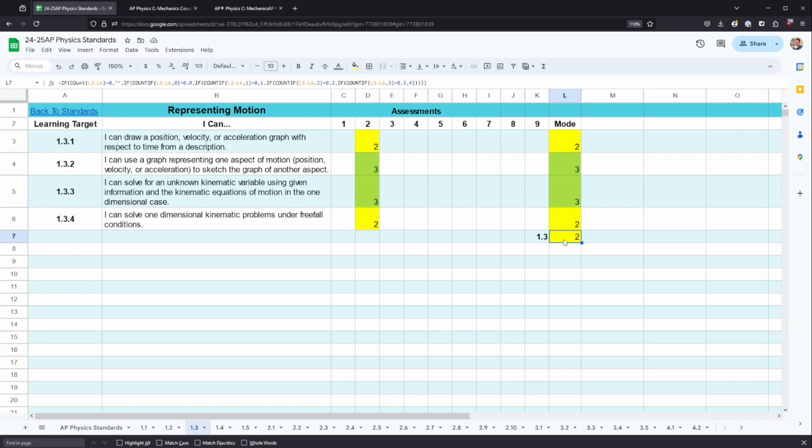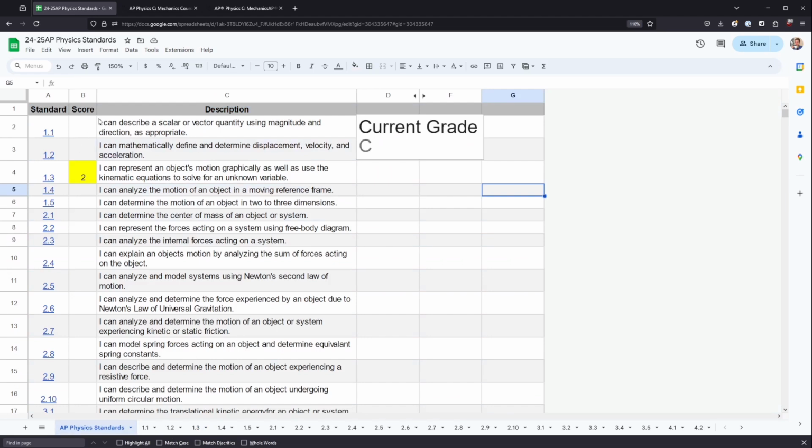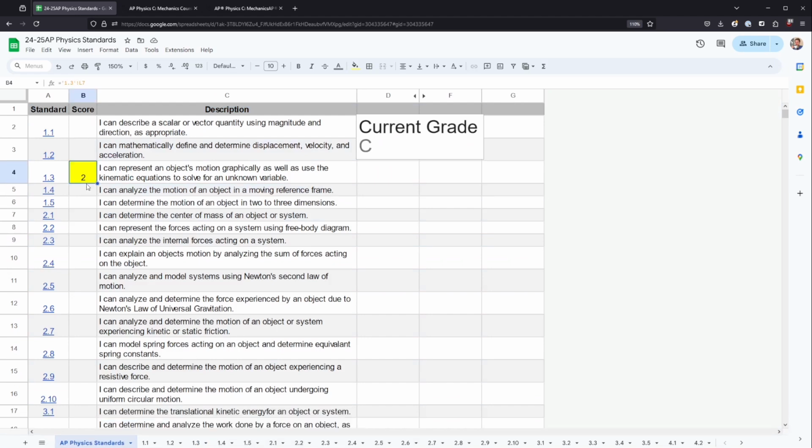And that gets calculated right here with this fancy equation up at the top. Then what happens is over at the home screen, the score gets imported from that page and it shows up right here under score. So 1 point, standard 1.3 and the score. And your grade gets calculated. Right now it says a C because you have only one entry and it's a 2. But let's give some more entries.